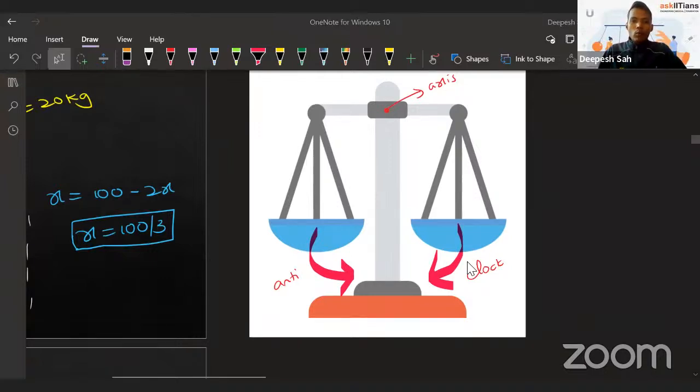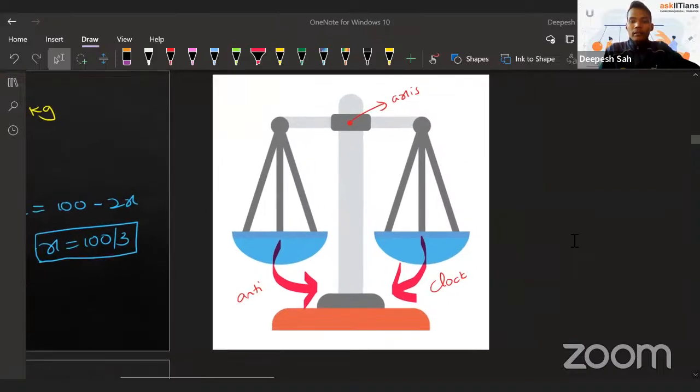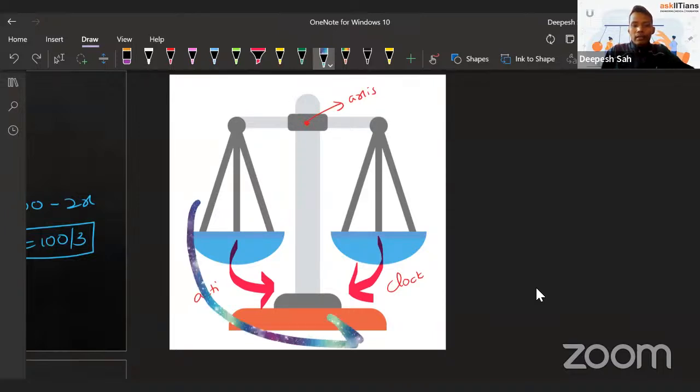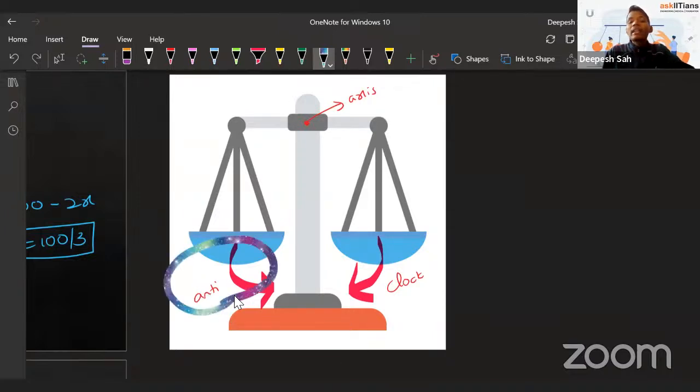Now, let's take one more example of torque where we also see the directions of torque. What does that mean? We have all seen a balance, of course. Now, this is the axis of rotation. This is where this particular rod will rotate. Now, if you put weight on this side of the scale, it will try to rotate the whole thing like this. That's why I'm saying this is the anti-clockwise torque. The weight you are putting over here is causing an anti-clockwise torque, whereas whatever weight you put over here will cause a clockwise torque.